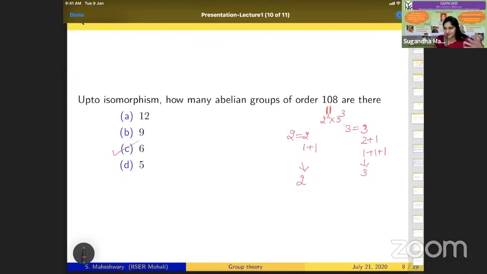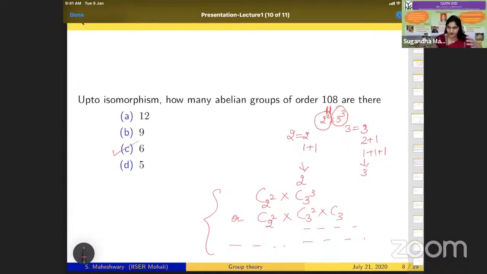In case there is some doubt, you'll be writing a little later. So you understand the kind of groups which will come into the picture. This will be C2 square times C3 cube, or then next C2 square times C3 square times C3. You can keep changing the options here, and by counting principles, 2 times 3 is 6. And there are answers by Kritika and Sheetal also, and most of you have got it correct. So I'm happy about this.